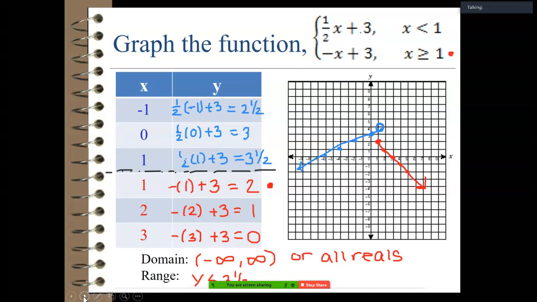Is this a function? Does it pass the vertical line test? Yes, it does. Because here, where the only 2 points could overlap, one is open and one is closed. Therefore, there is only one output for one. So yes, this is a function. Is the function 1-to-1? Does it pass the horizontal line test? No. So it is a function, but it is not 1-to-1.